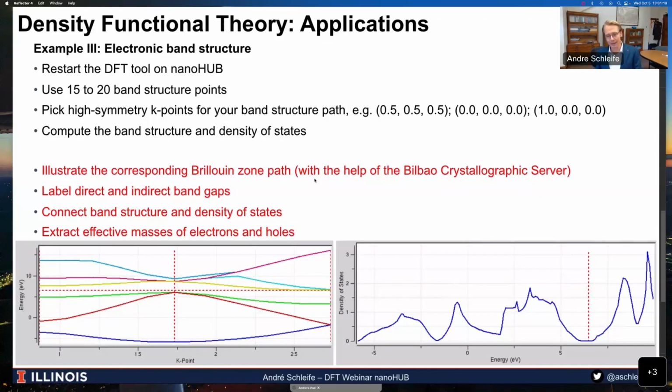And then at the same time, the code also uses that information to produce a density of states, right? So you sum over all the k points, making this function simply energy dependent. And then you count how many states exist in a certain energy region. You can plot that again. Fermi level is the dashed line.